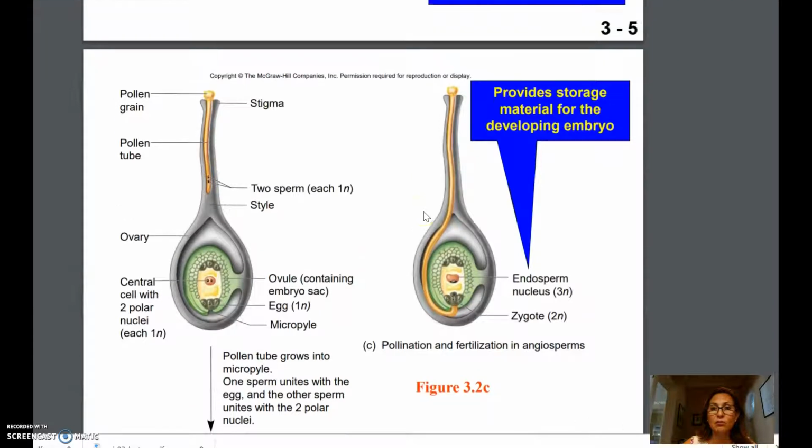And so we saw this picture before. Here's a picture of a pollen grain sending a pollen tube with 2 sperm nuclei down into the ovary. And inside of the ovary, you have a central cell with 2 polar nuclei. That'll become important a little bit later.